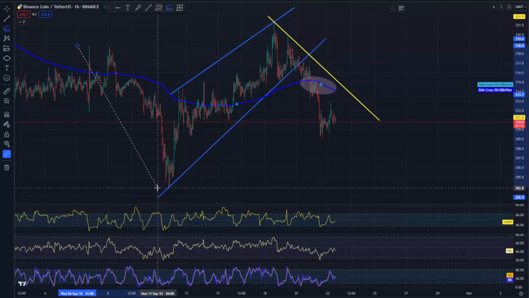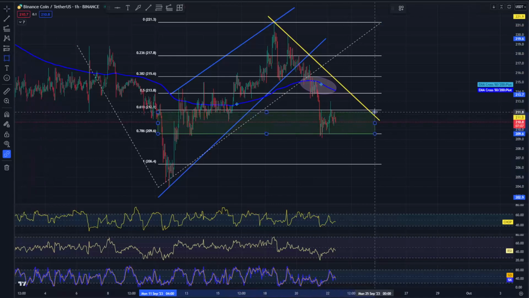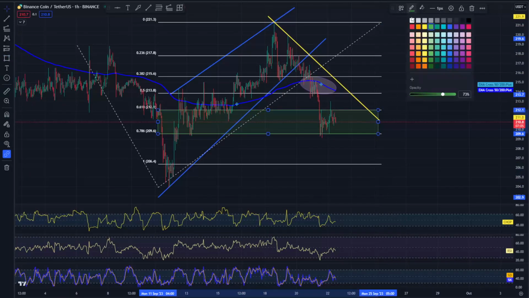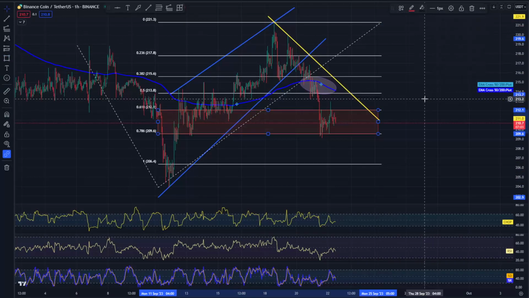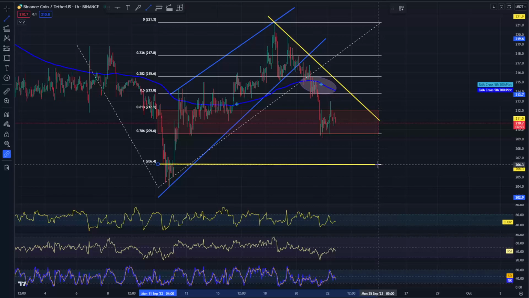Let's start by marking support points for the price, and we can see that first we have a support zone in which the price stays from $212 to $209. But if the price drops lower, the next support is at $206.40.